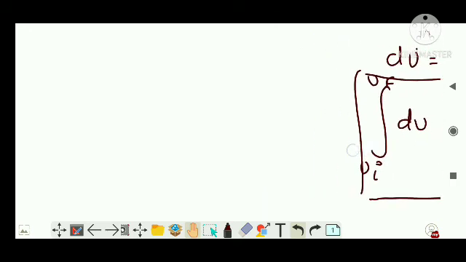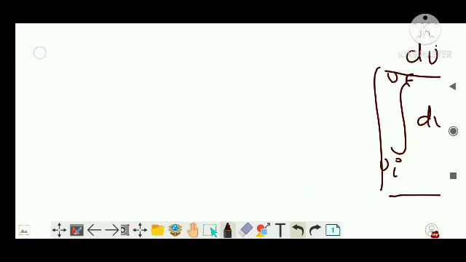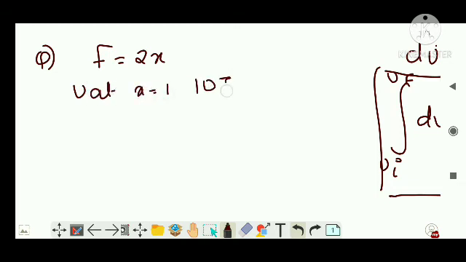Clear? Now suppose a question is given like this: F is equal to 2x, and it is a conservative force. You are given U at x is equal to 1, that is the initial position, is 10 joules. That is, potential energy at x is equal to 1 is 10 joules. You are asked what is the potential energy at x is equal to 2. This is the type of question. You will have no idea if you don't have any understanding about the relationship between potential energy and force.